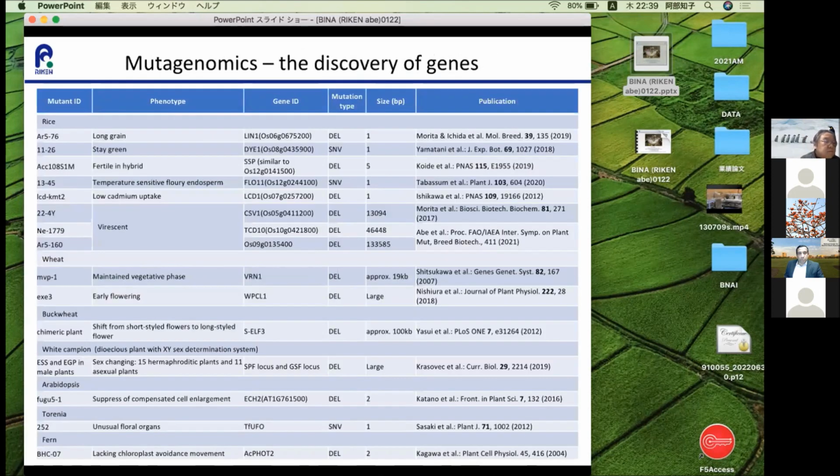LIN1. This table shows the new genes identified using mutants induced by ion beam irradiation. Many new genes have been isolated from various plants. Mutants have become more and more useful and important in modern genetic studies. The discovery of genes using the combination of mutants and genome sequencing technology may lead to a new field in biology, mutagenomics.